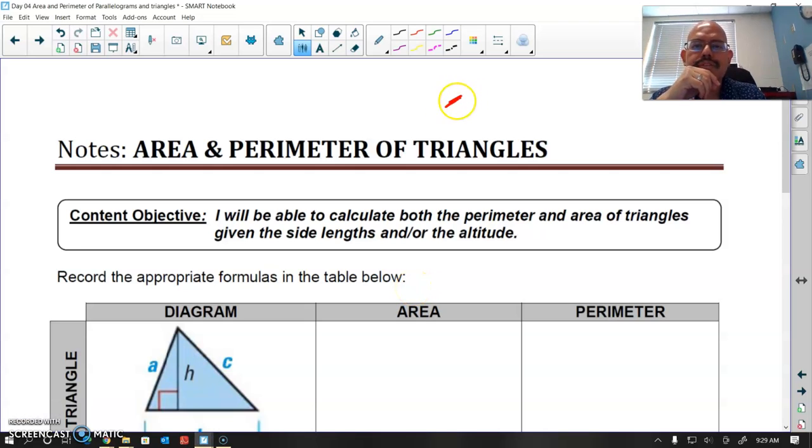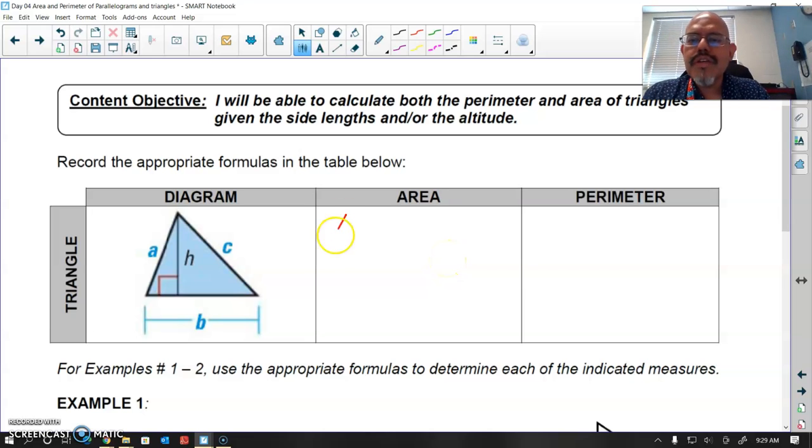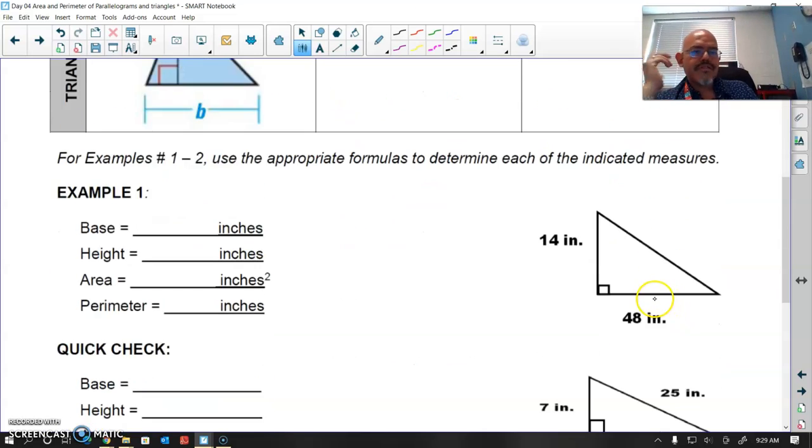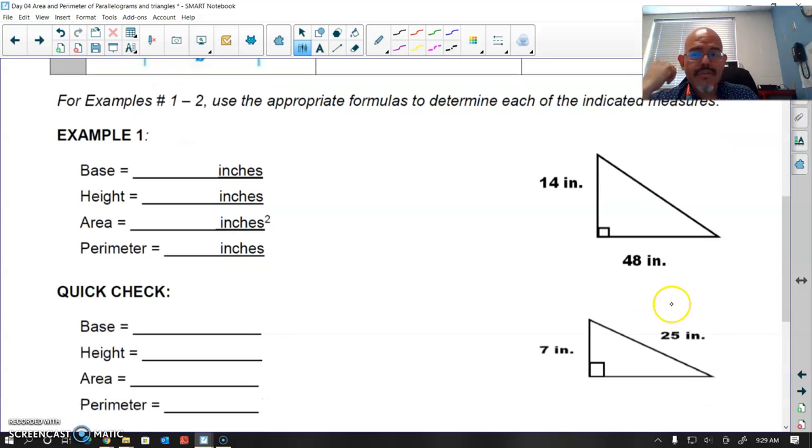Not really. I'm just trying to teach you guys about area and perimeter of triangles. The area is equal to the base times the height divided by 2. Perimeter is just taking the sides and adding them together, so that would be A plus B plus C. Of course, sometimes we're going to be using the Pythagorean theorem or something else.